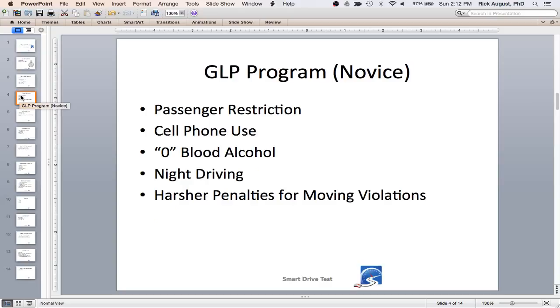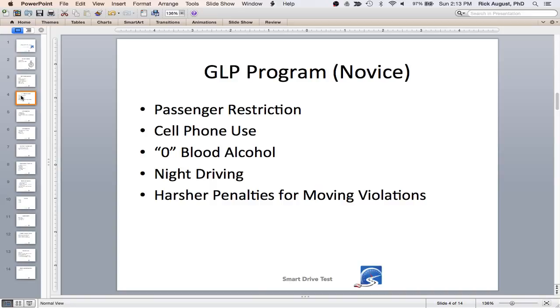And then in the novice phase, again, you have passenger restrictions. You can only have one other passenger in the vehicle for the most part. Cell phone use: you cannot use handheld or hands-free devices in the vehicle. Zero blood alcohol, harsher penalties for speeding and other traffic infractions, no night driving. And those are the restrictions for the novice phase. Oftentimes the novice phase is 2 years. And then you have to do another practical road test to graduate and get your full license.